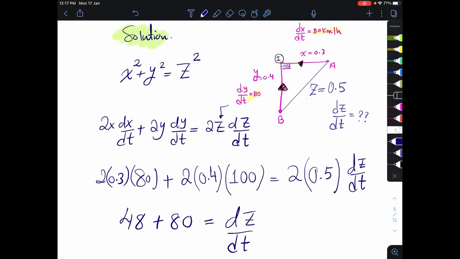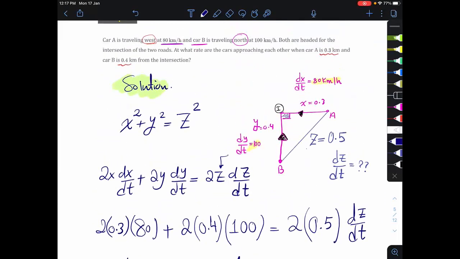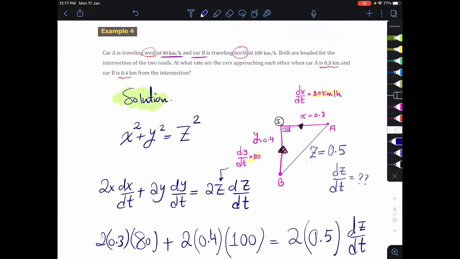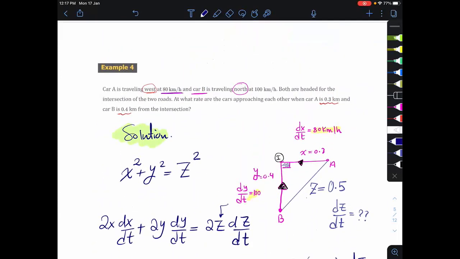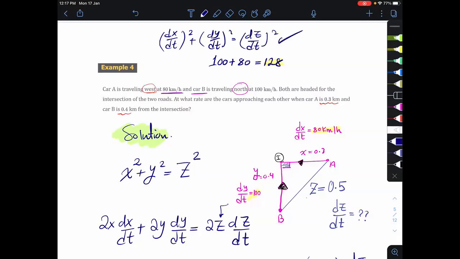Student: Mister, I could do 100 squared plus 80 squared under the square root, and it gives me the same answer. Yes, it's using what formula? dx over dt all squared plus dy over dt all squared is equal to dz over dt all squared. That's correct.